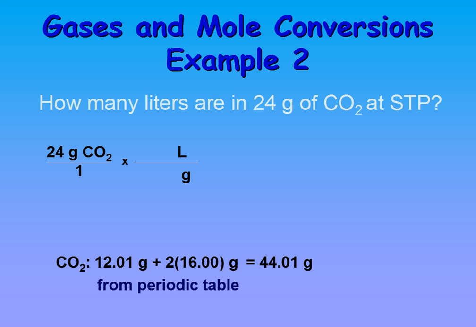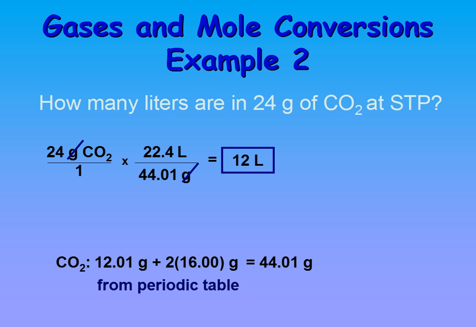Molar mass goes in front of grams in our conversion factor, so that 44.01 will go up there in front of the G. 22.4 stays with the liters. The grams cancel out. So we're going to multiply 24 by 22.4 and divide it by 44.01. 24 has 2 sig figs, so when we round our answer, we want it to have 2 sig figs. And its unit will be in liters, so that's going to be 12 liters.